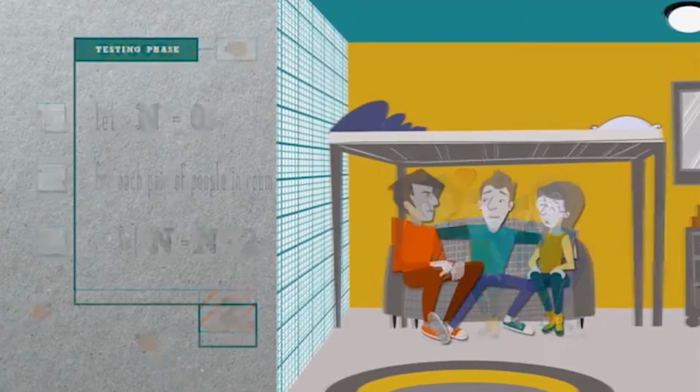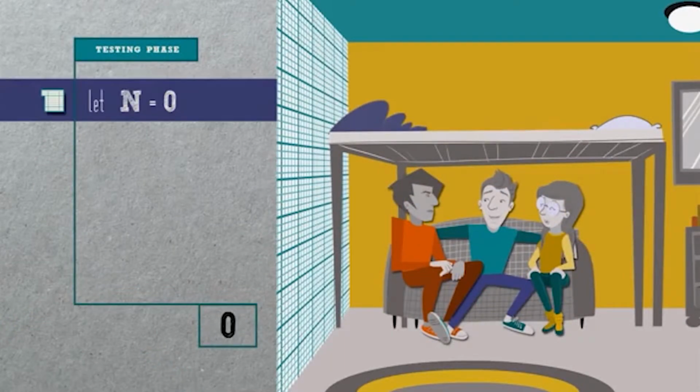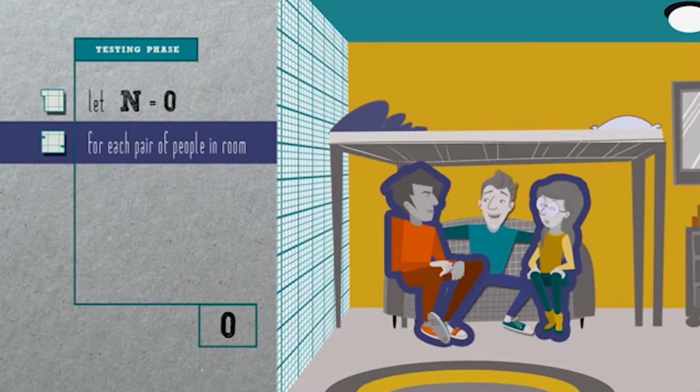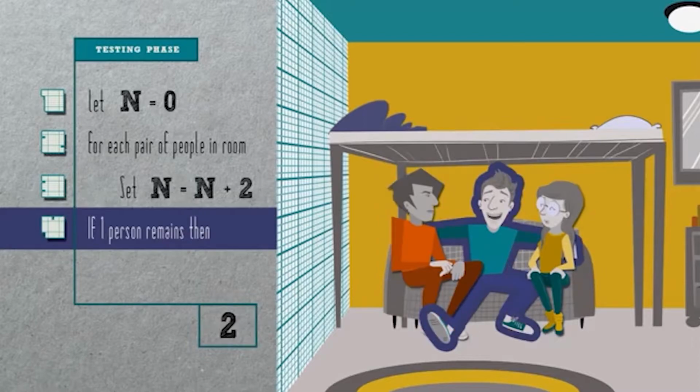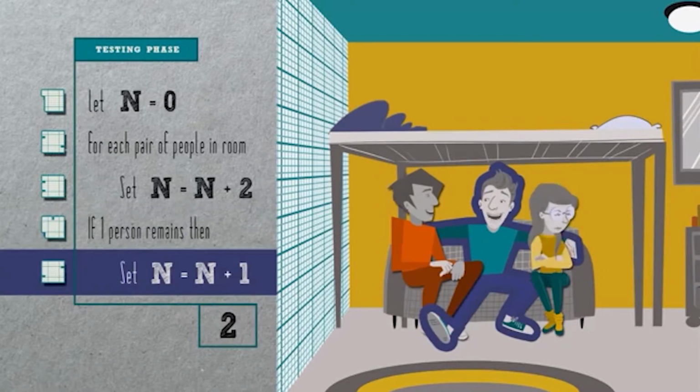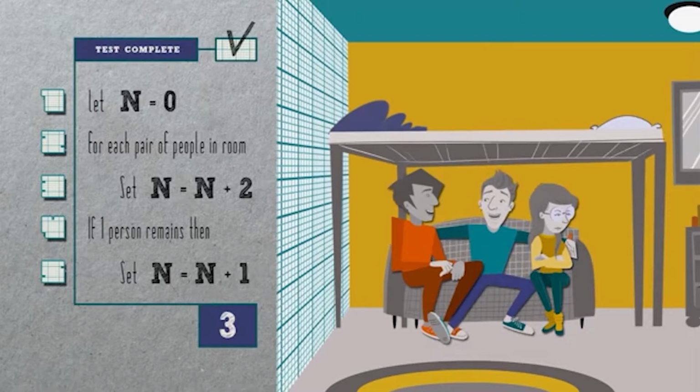Let's redress with some new pseudocode. Let n equal 0. For each pair of people in room, set n equal to n plus 2. If one person remains unpaired, set n equal to n plus 1. To solve this particular problem, we've introduced in line 4 a condition.